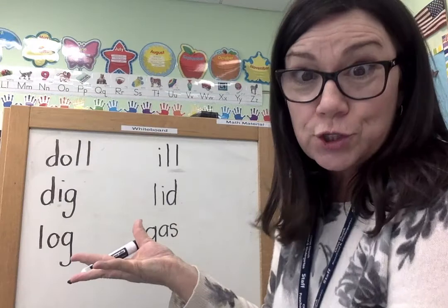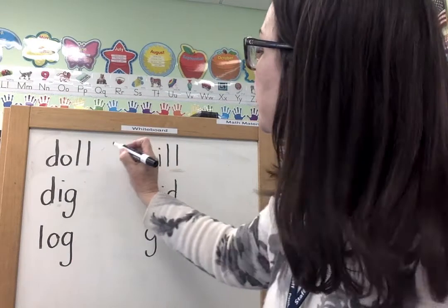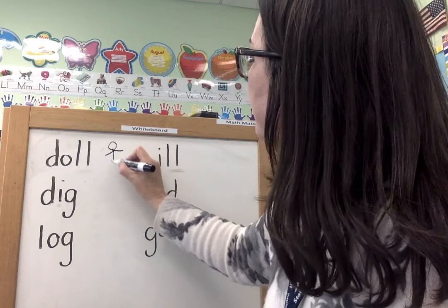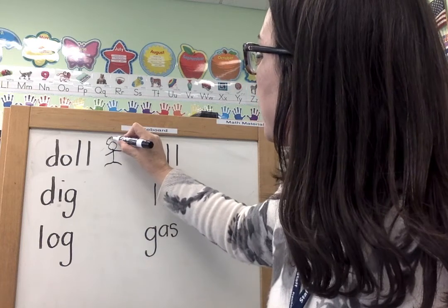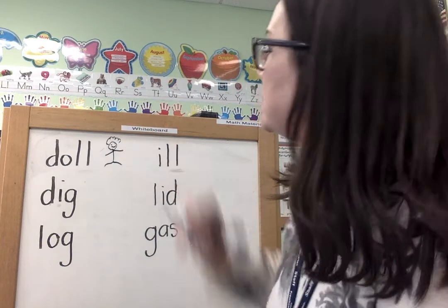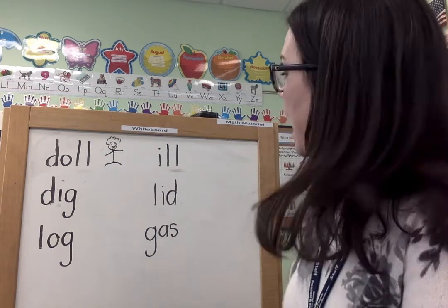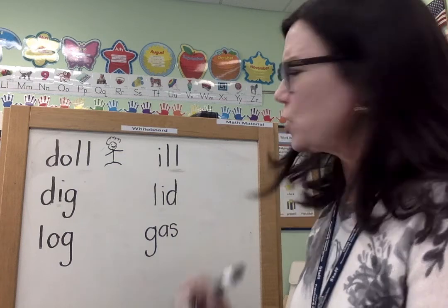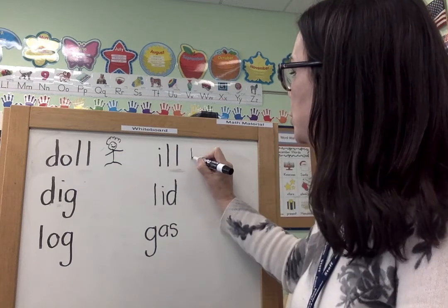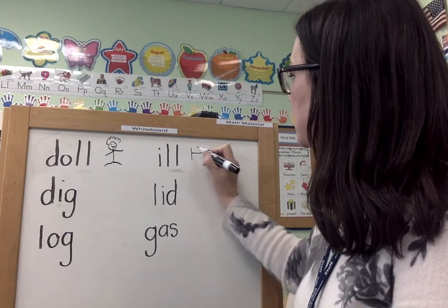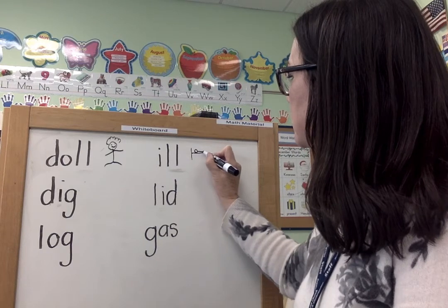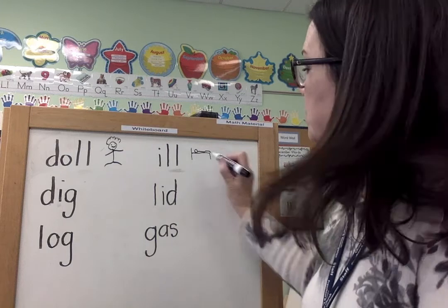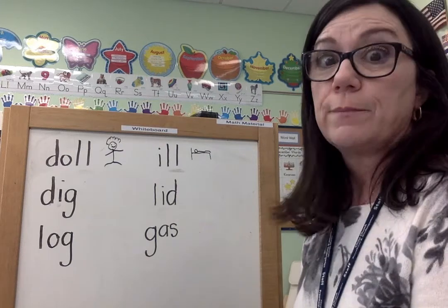So you remember what an illustrator does in a book, right? They draw a picture. So you might just make a stick figure doll, which is fine. Maybe give it some hair and a face. So doll. All right, how would we illustrate ill? That's a hard one. What if we drew a bed and we had a person on the bed, like they're sick, right? So this person is ill. So you could draw them that way.